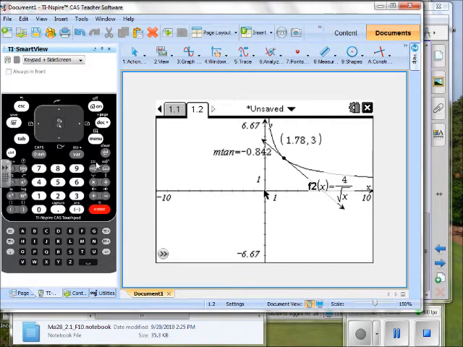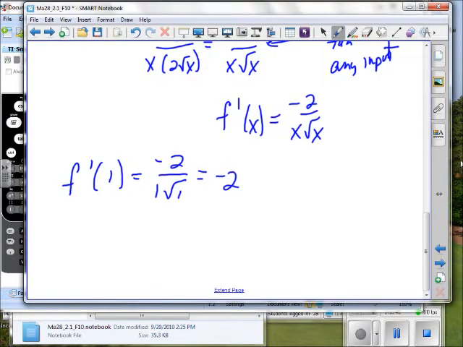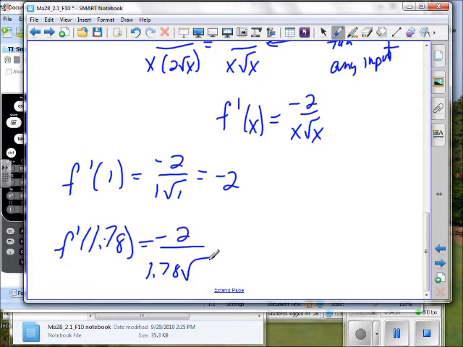1.78. The slope of the tangent at 1.78 is about 3. I don't think it's exactly 3, and we'll see if that happens. Okay, how do we know? F of 1.78 equals -2 over the square root of 1.78.